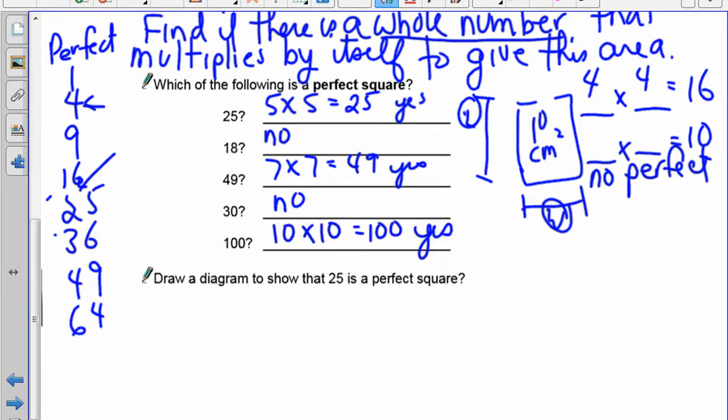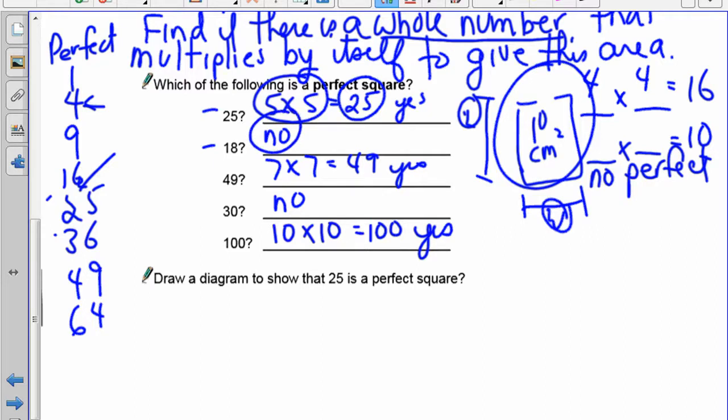So if I asked you to tell me if a square is perfect, and I give you a drawing, like 10 or 24 or 25 or 30 in a situation like this, or even if I just gave you the number and told you that the area was 25 or 18, if I asked you whether this is a perfect square, you have to do this. Find out if there's a number which multiplies by itself to give you the number I've given you. If you can, it's a perfect square. If you can't, it's not a perfect square, like 18 here.